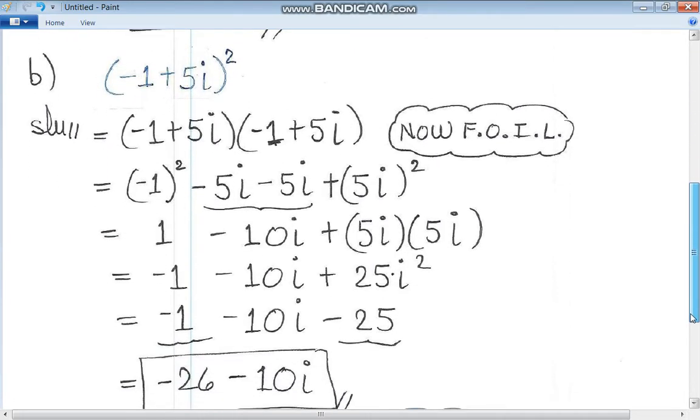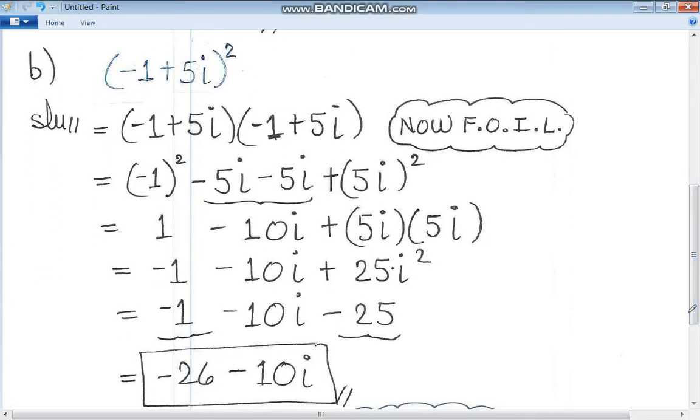Next one, (-1 + 5i) to the second power. Now remember, you cannot distribute the second power across addition or subtraction. You can only distribute it across multiplication. So instead, we use the definition of raising any base to the second power: we multiply it by itself. Now we're ready to FOIL.